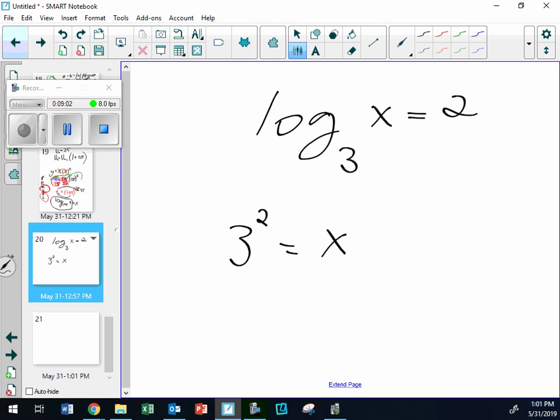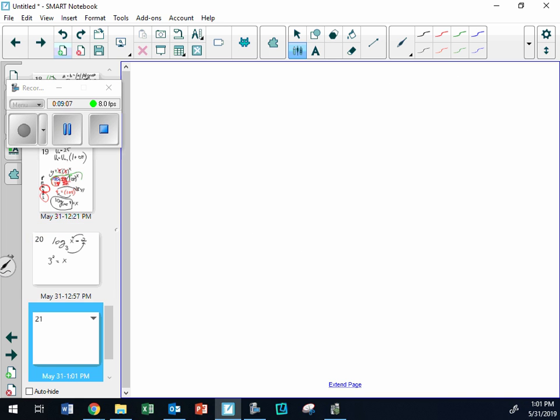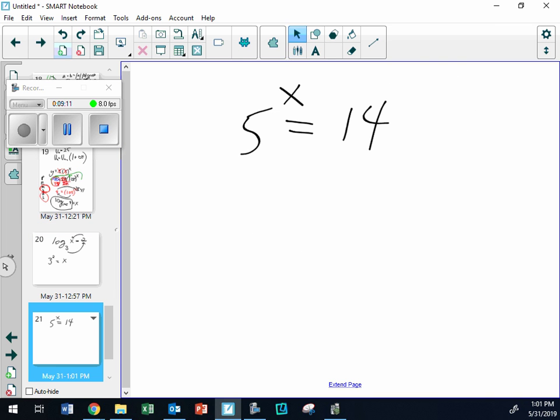All right, so that last one, we just had to rewrite it. Go from this to this equals that. I'm going to go backwards now. What if I had 5 to the x equals 14? Can you rewrite that back into a log? It's just all about going back and forth between logs and exponentials.